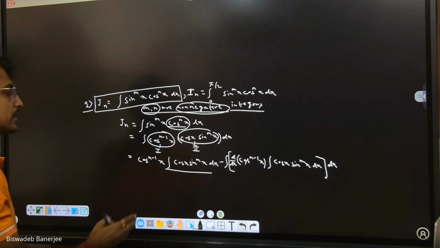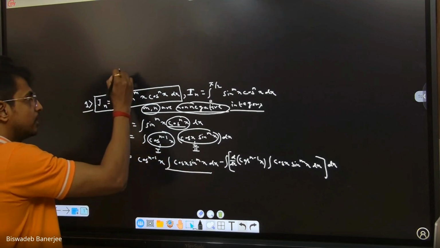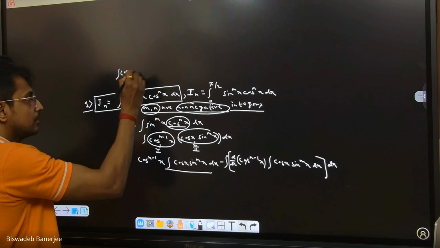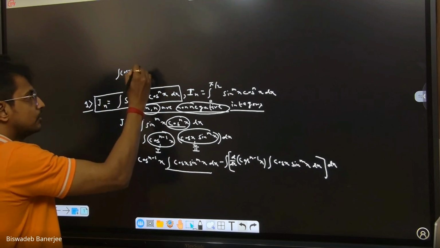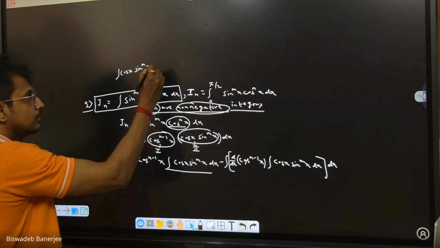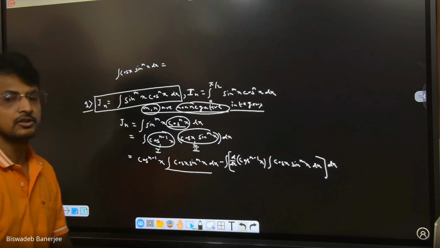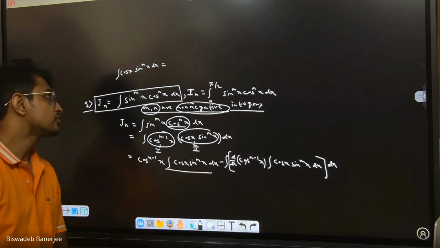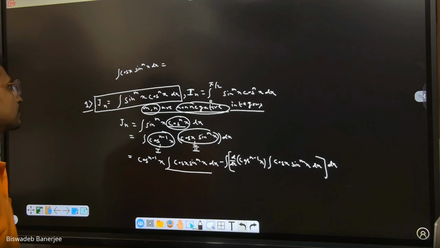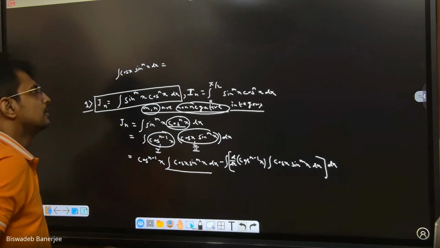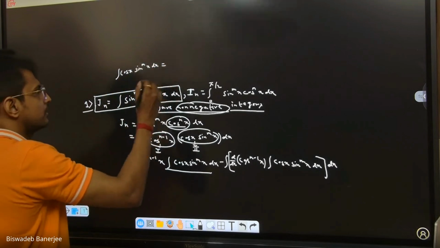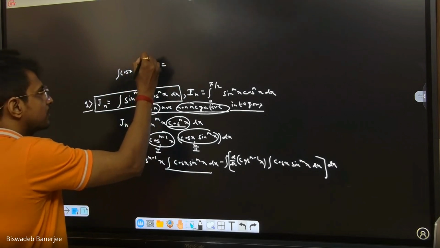How to integrate this? See that we are doing this here. Integration of cos x into sin to the power m x dx. Okay, we are doing this integral here. So how to solve this integral? Let us take sin x equal to z.